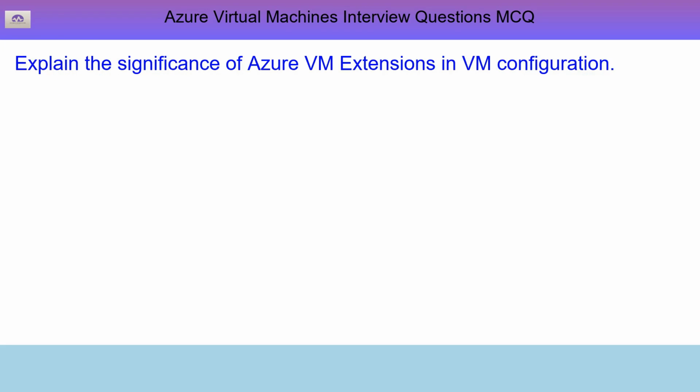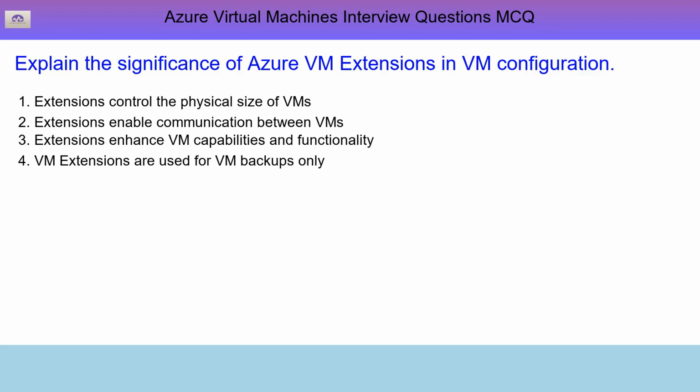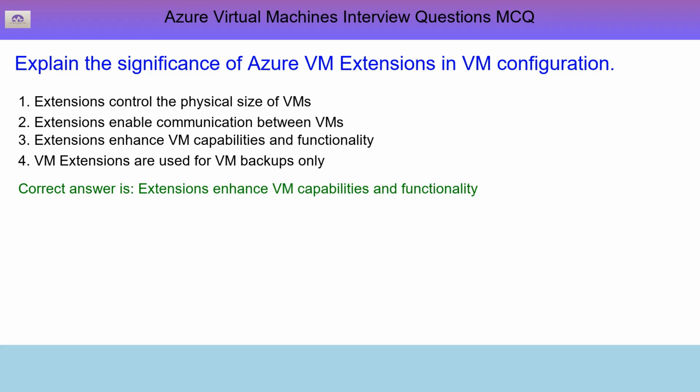Explain the significance of Azure VM extensions in VM configuration. Here are your options. 1. Extensions control the physical size of VMs. 2. Extensions enable communication between VMs. 3. Extensions enhance VM capabilities and functionality. 4. VM extensions are used for VM backups only. The correct answer is extensions enhance VM capabilities and functionality.